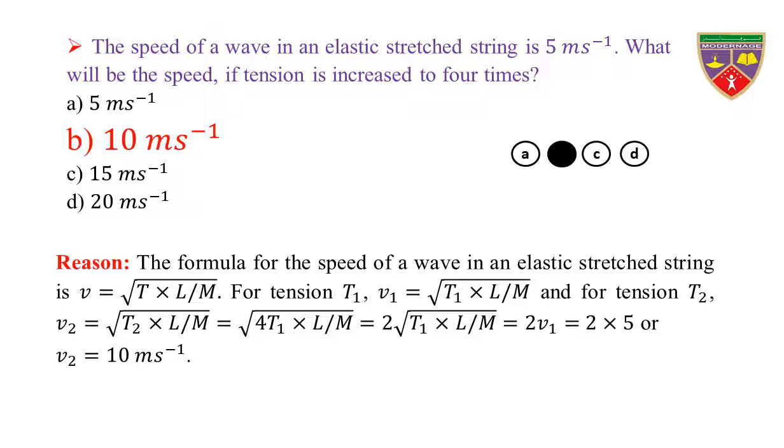Taking 4 outside, we have 2. Therefore, V2 is equal to 2 into square root of T1 into L by M, which is equal to 2V1, because square root of T1 into L by M is equal to V1. V1 is given, which is 5 meters per second, so V2 is equal to 10 meters per second. Hence, speed increases from 5 meters per second to 10 meters per second.